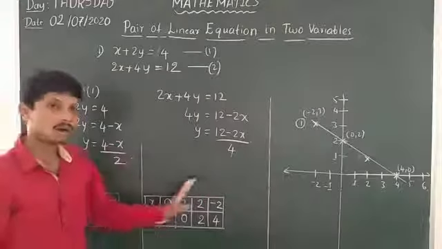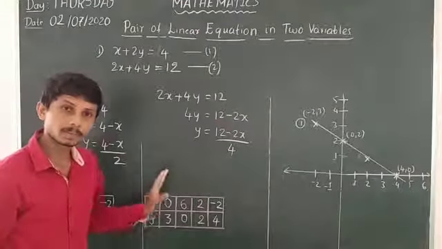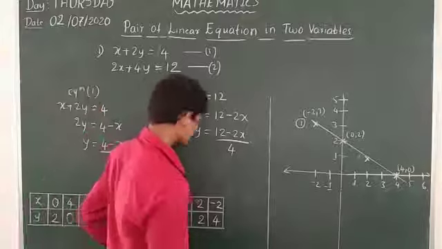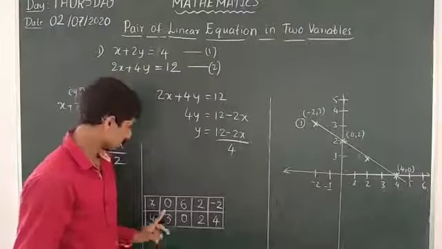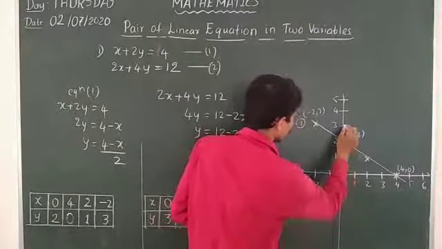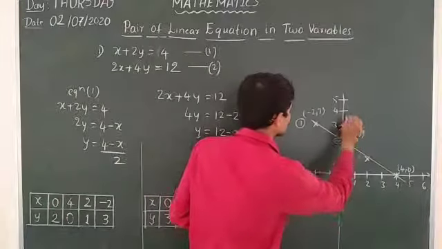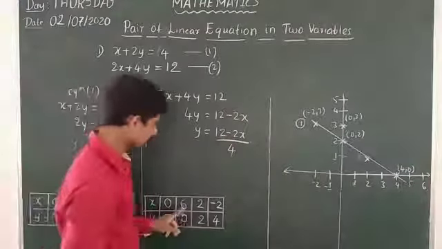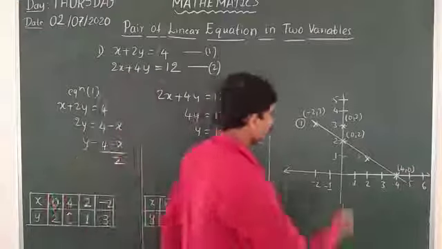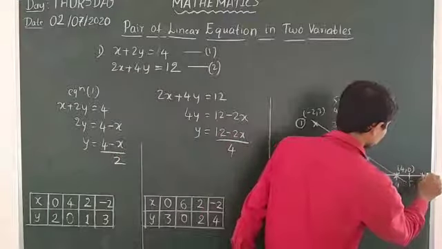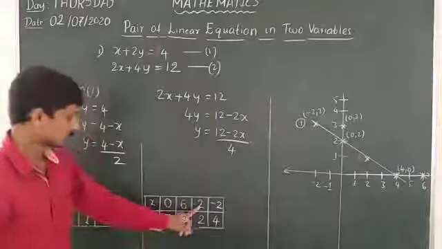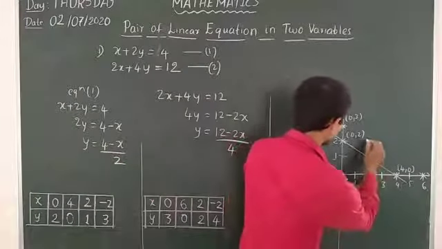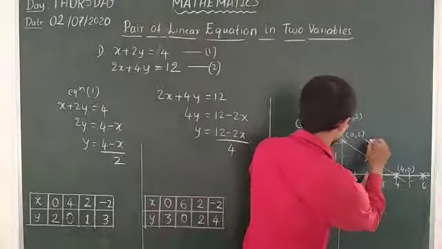Then we have to take all the coordinates of equation 2 in the coordinate system. Firstly 0, 3. The x coordinate is 0 and the y coordinate is 3 here. So this means it's 0, 3. Then 6, 0. The x coordinate is 6 and the y coordinate is 0. Then 2 comma 2 here. The x coordinate is 2 and the y coordinate is also 2. Here we got the point.